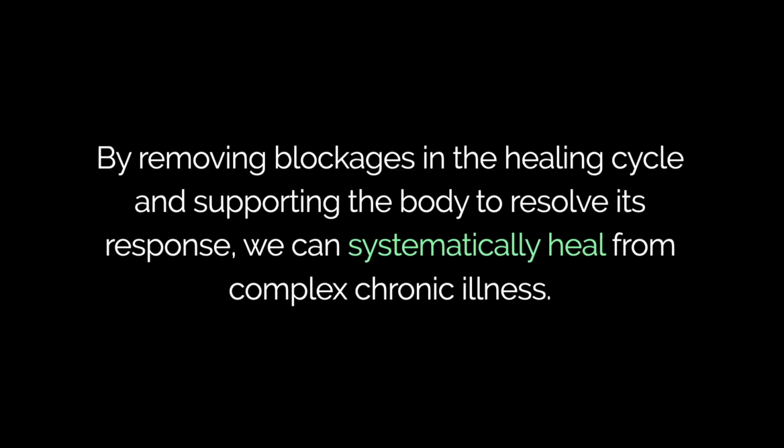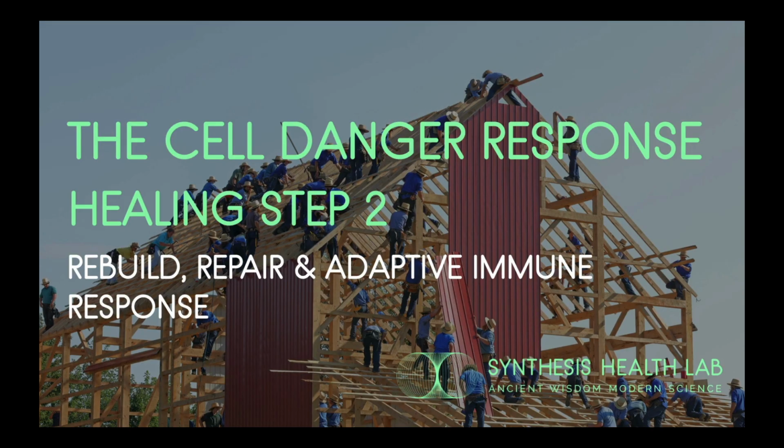So by removing blockages in the healing cycle and supporting the body to resolve its response, we can systematically heal from complex chronic illness. So that is a look at what is going on with a persistent CDR2 response. And in the next video, we're going to look at what goes on with cell danger response 3, which is all about communication and integration and some of the symptoms and conditions that are associated with it and how we can move forward. So I look forward to seeing you there.